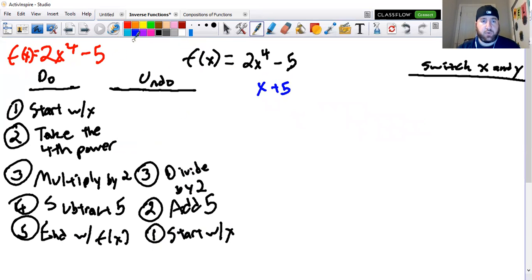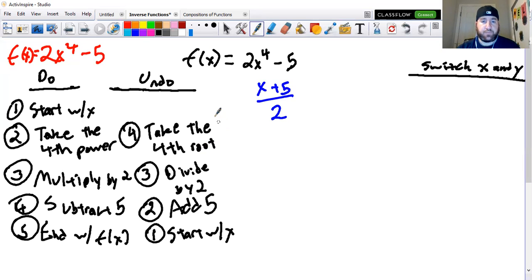Divide by 2. All right. And then step 4, take the 4th power. So again, power is exponent. We said the opposite of exponent is root. So we've got to take the 4th root.